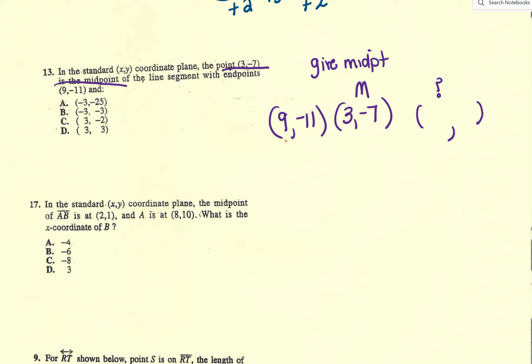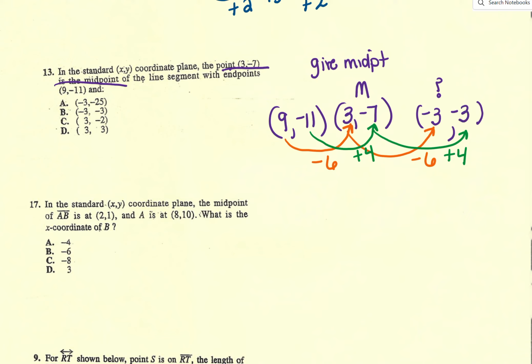All right, let's see what we did. To get from here to here, I subtracted 6. So then to get from here to here, I need to subtract 6. And 3 minus 6 is negative 3. Then for the next one, negative 11 to negative 7. Be careful on this one with these negatives. Negative 11 to negative 7 means I had to add 4. So therefore, I'm going to add 4 again, and negative 7 plus 4 is going to give me negative 3. So my answer is B.